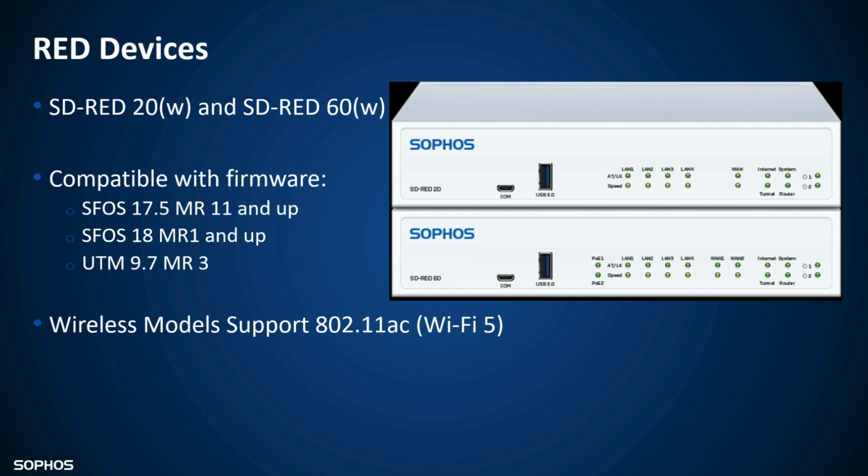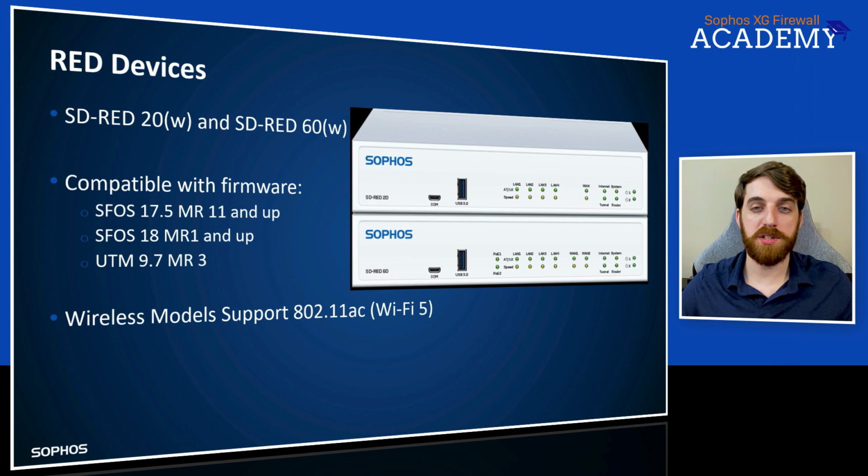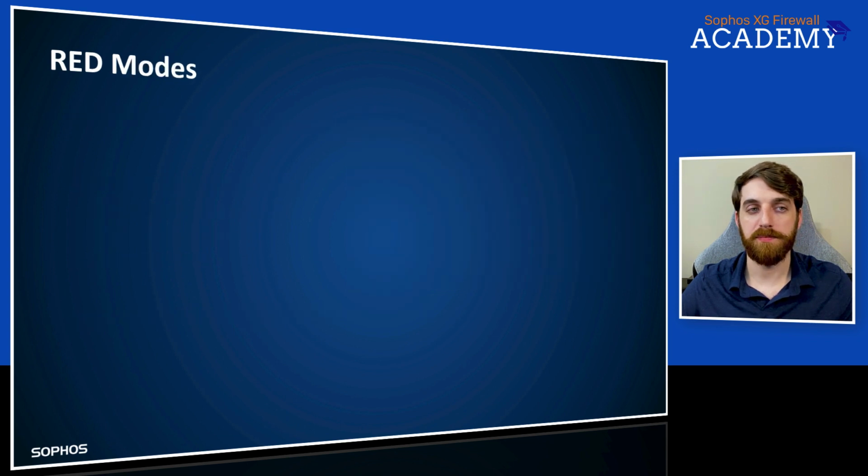When you have users at a remote location that may not have any technical resources there, you can set these up with the XG Firewall, and once they have internet, they'll reach out to a provisioning server and then configure. And that's it. All the user has to do is plug in some cables and they'll create a VPN tunnel back. Now, there are a couple modes for this.